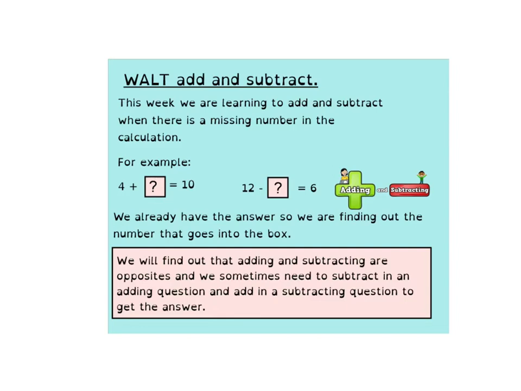This week we're learning to add and subtract when there's a missing number in the calculation. For example, 4 plus what equals 10? 12 subtract what equals 6? We already have the answer, so we're finding out the number that goes in the box.